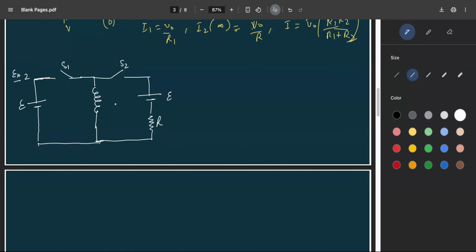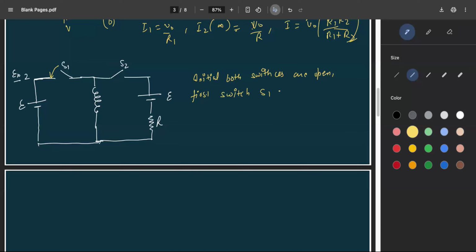So look, this problem is very simple. It's not actually simple. Look, what happens is, I am saying at the very start both of them are open. What we are going to do is close them. So initially both switches are open.